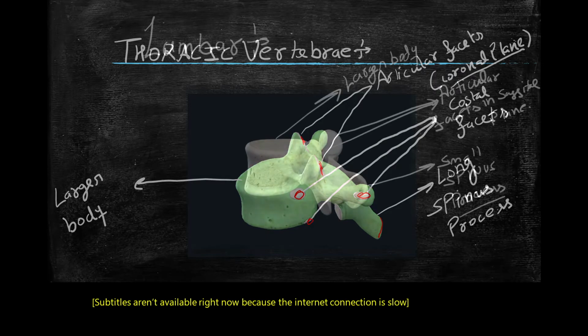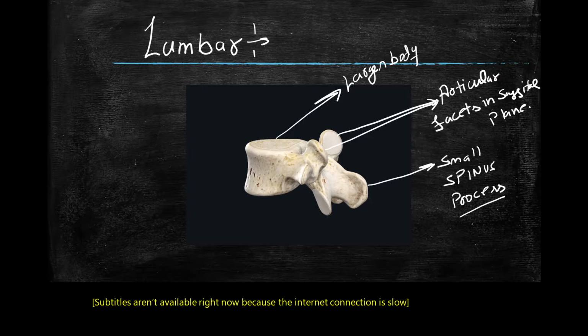If you look at the lumbar vertebrae, they have a larger, denser, stronger body, because they have to bear the weight of our limbs, ribs, head, neck, and everything which is above it. It has articular facets in the sagittal plane, and it has a smaller spinous process than the thoracic vertebra.